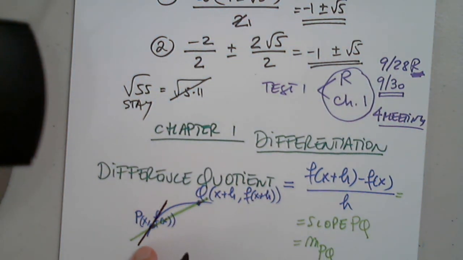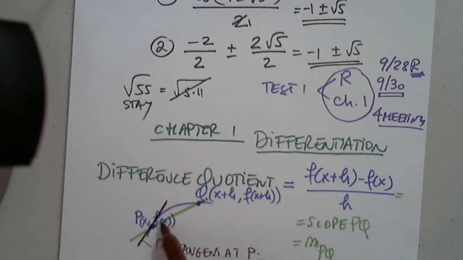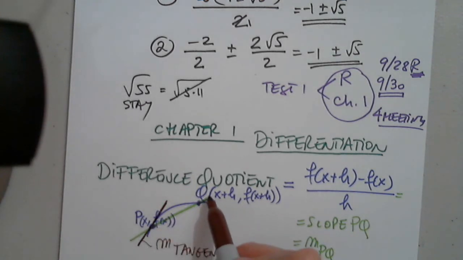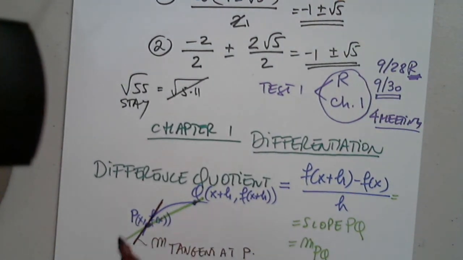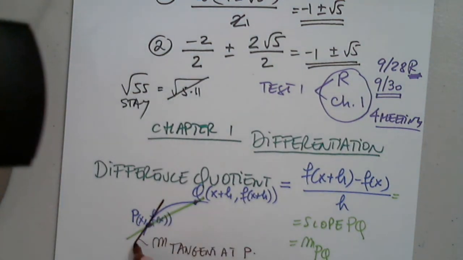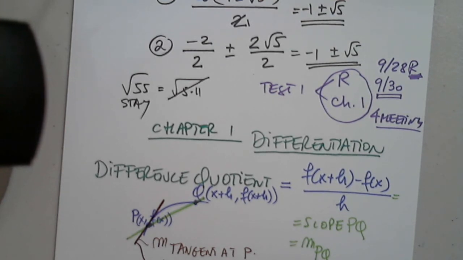This is what I want to determine. In other words, I want to determine the slope of the tangent at P. So I can determine the slope of this line. I can tell you what the rate of change of this function is between P and Q. But I want really to determine the slope of this tangent line. That will also be the instantaneous rate of change.